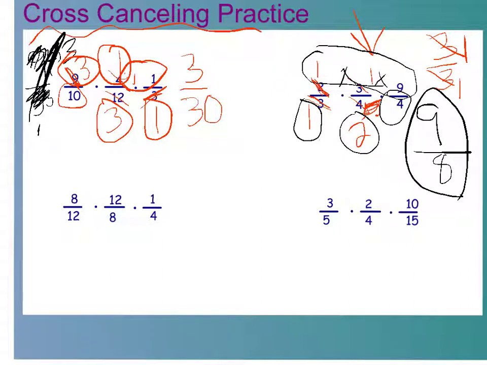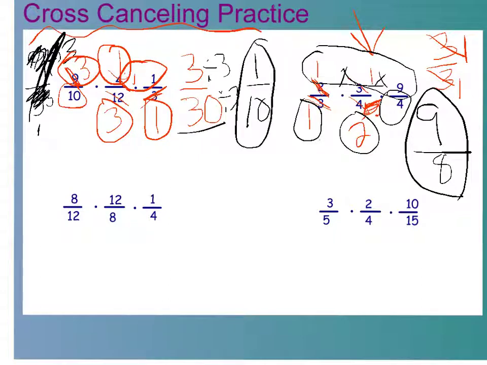If you miss something, what I missed was there's a 3 on top and a 3 on bottom. I could have crossed those off, but that's okay. What I can do now is just reduce. 3 divided by 3 is 1. 30 divided by 3 is 10. So the answer to this one is 1/10.